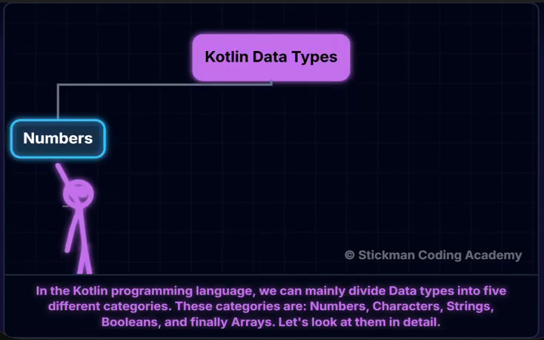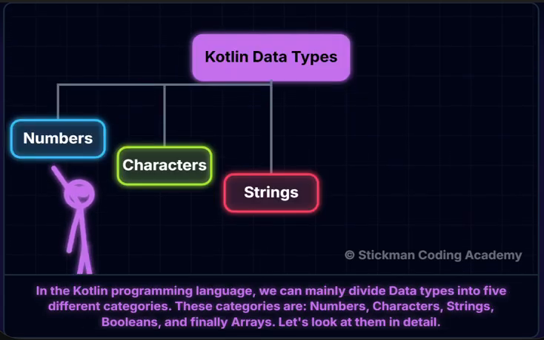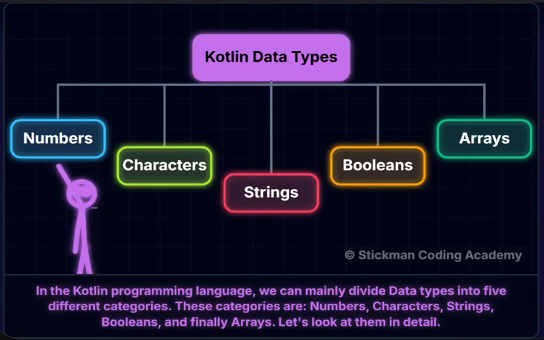In the Kotlin programming language, we can mainly divide data types into 5 different categories. These categories are numbers, characters, strings, booleans, and finally, arrays. Let's look at them in detail one by one.